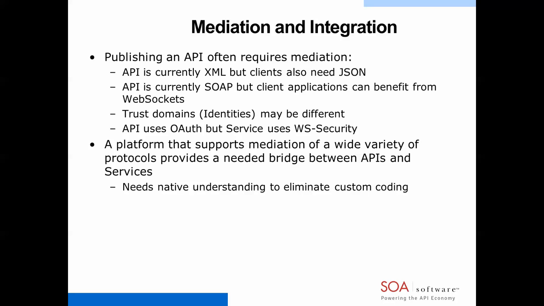How do you actually support and easily mediate between these different types of APIs within your environment? You need a platform that supports the mediation of a wide variety of protocols to bridge between the APIs and services within your environment. You also need a native understanding of these different things to eliminate custom coding. It's very, very easy, or potentially easy, to expose a REST API from a SOAP service by writing code. But it's much, much easier if the platform understands both SOAP services and JSON REST services and can mediate itself without any custom code. That will allow you to get your API published out there into the world much, much quicker than writing custom code and deploying that through your SDLC.